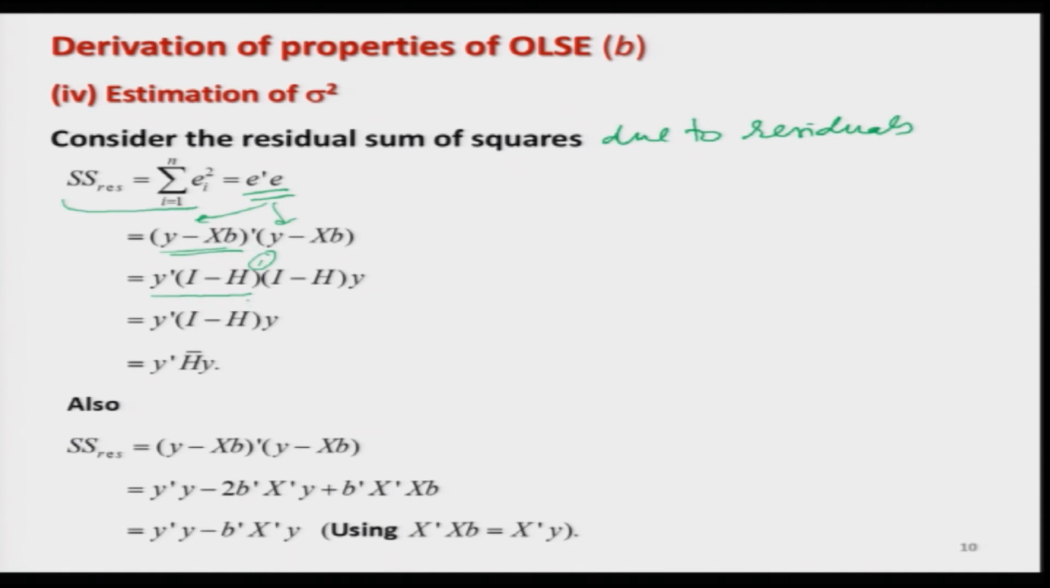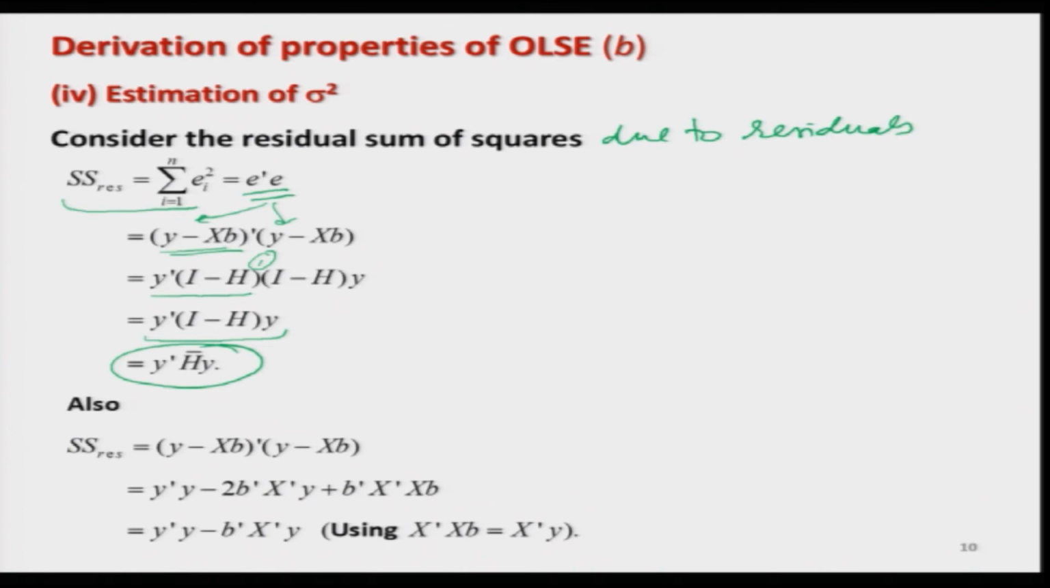So I can write down here, and this I minus h is an idempotent matrix, so I can write down finally as y transpose I minus h y, and I minus h is your h bar. So this sum of squares due to residual can be written as y transpose h bar y. And just for your information, there are some other forms also.